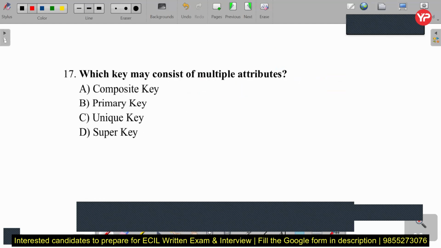Now, which key may consist of multiple attributes? Very good. So see, we have primary. What is a candidate key? A candidate key is a set of attributes. It means it may have multiple attributes, or it may have a single attribute also. And what is a primary key? It is one of the candidate keys. It means it also may have single or more than one attribute.